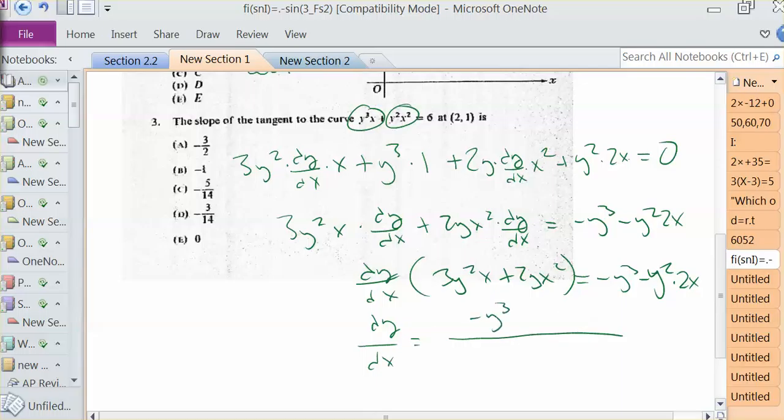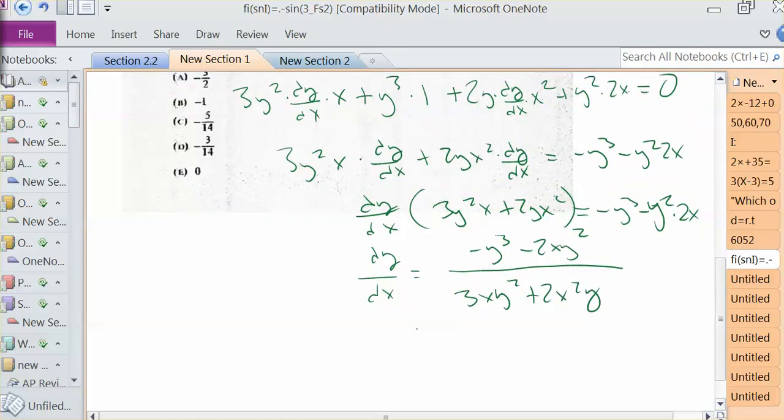So negative y cubed minus 2x y squared, over 3x y squared plus 2x squared y. So pretty nasty here. But then you could plug in all the stuff that we know. 1 for y, so you get negative 1, minus 2 times 1, all over 3 times 2 times 1 plus 2 times 4 times 1, you get negative 5 over 14.